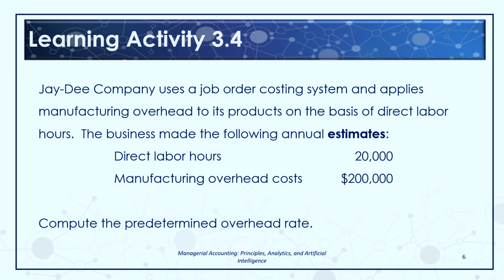Now we calculate the predetermined overhead rate. J.D. Company estimates 20,000 direct labor hours and $200,000 in annual manufacturing overhead costs. The predetermined overhead rate is calculated as estimated overhead divided by estimated direct labor hours.